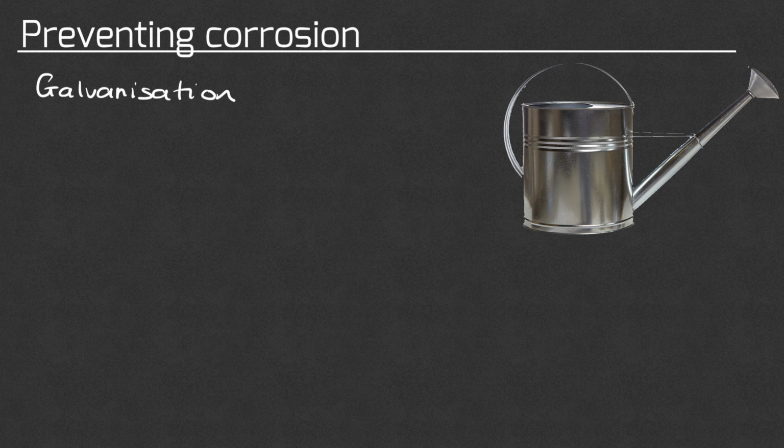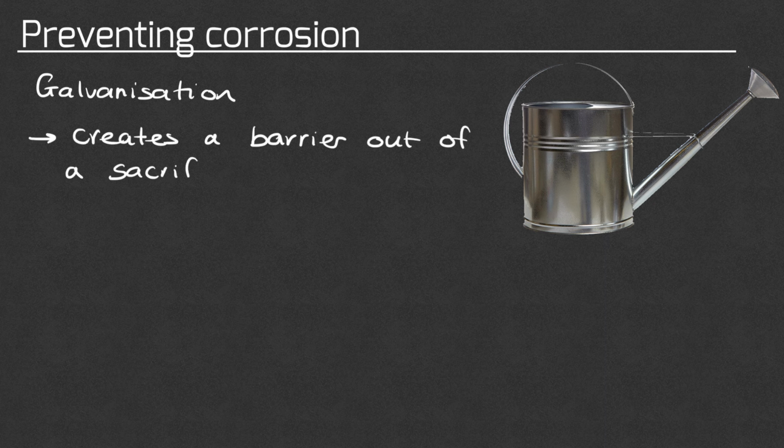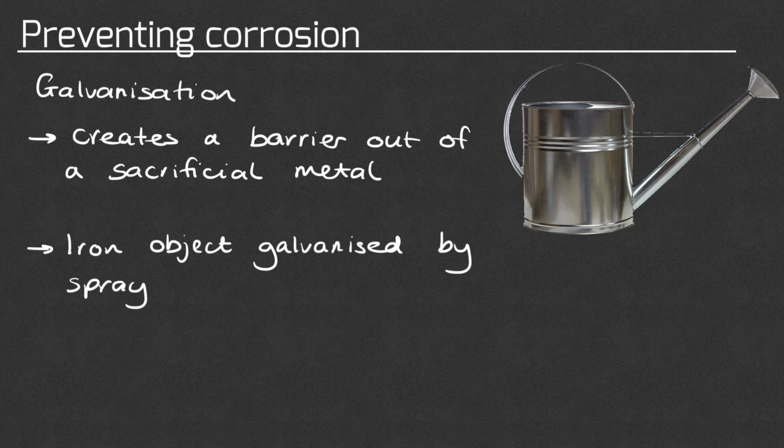Galvanisation is the final method of preventing corrosion. This is where a barrier is made out of a sacrificial metal. For example, an iron object can be galvanised by spraying it with a coating of zinc. The zinc layer is firstly protective as a barrier, but if it's scratched, the zinc around the scratch works as a sacrificial metal, preventing further corrosion from taking place.